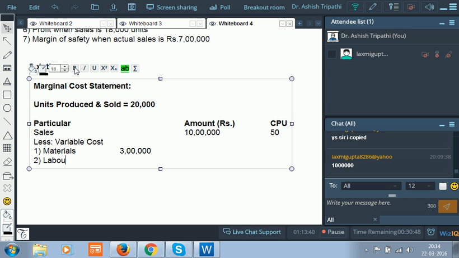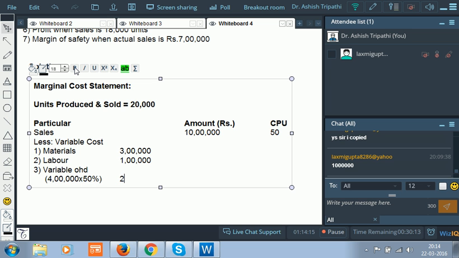Then second we will take labor cost is 1 lakh. Then third we will take variable overhead. We'll have to take variable overhead, which is 50% of the total. So the total is 4 lakh into 50% will give you 2 lakhs.